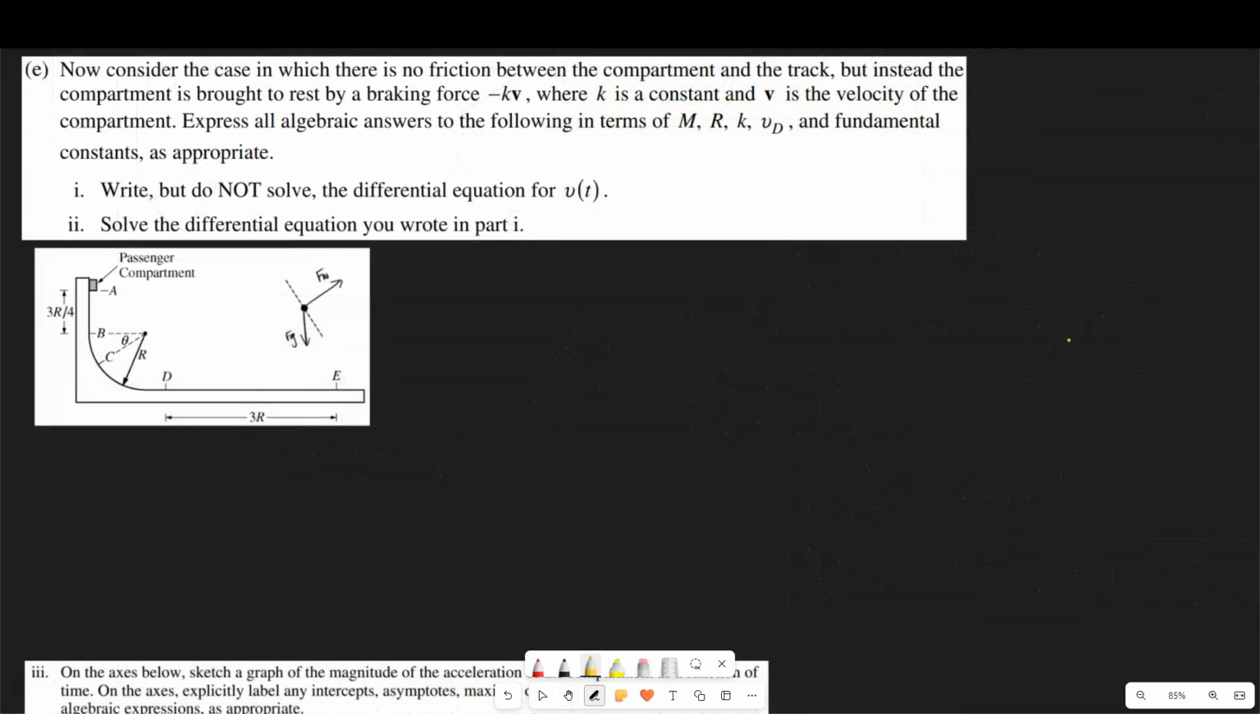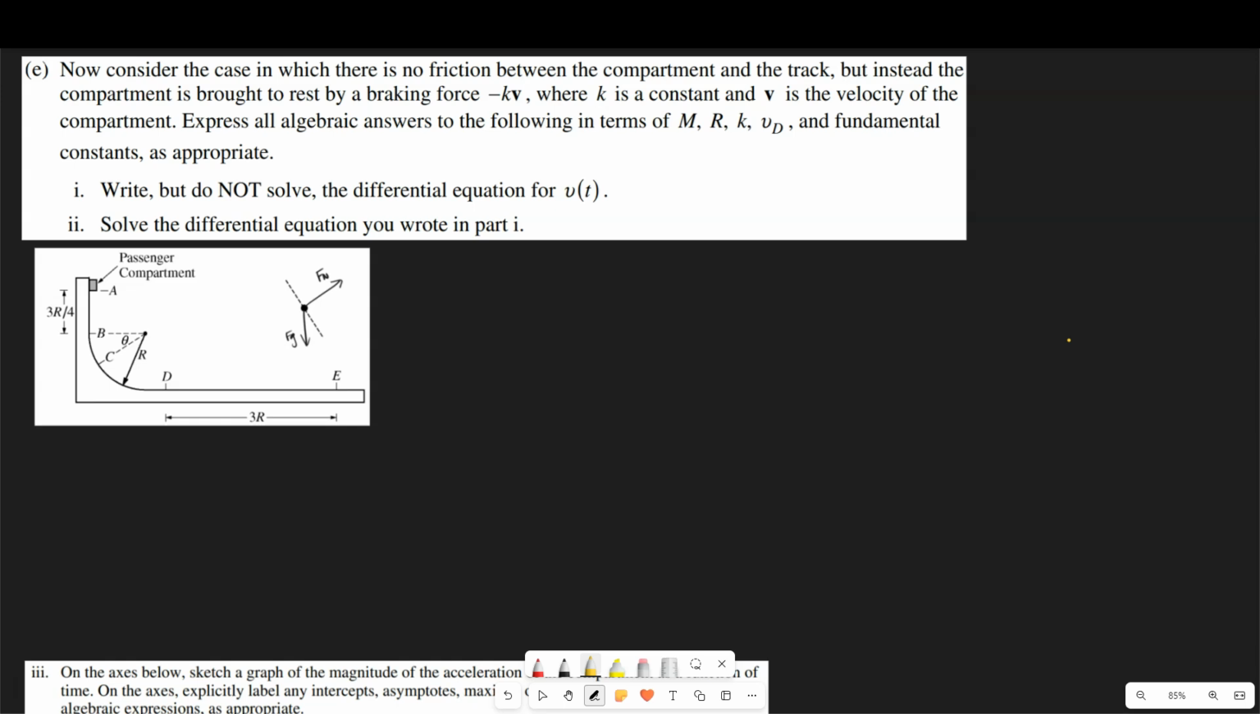Alright, so taking a look at E, it says now consider the case in which there is no friction between the compartment and the track, but instead the compartment is brought to rest by a braking force, minus kV, where k is a constant and v is the velocity of the compartment. Express all algebraic answers in the following terms. Those are given, and the fundamental constants as appropriate. Write but do not solve the differential equation for V(t).